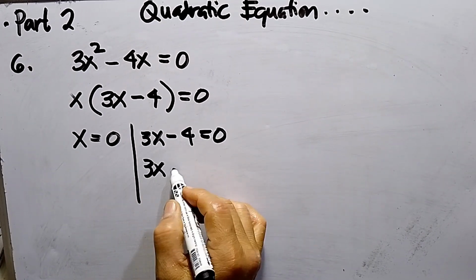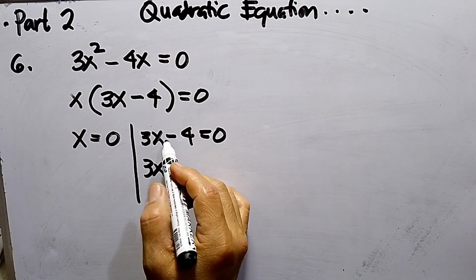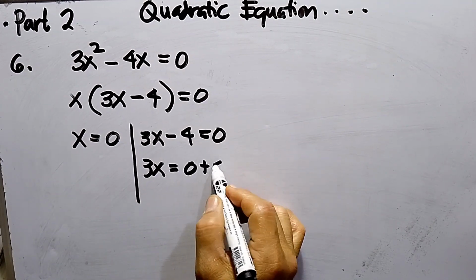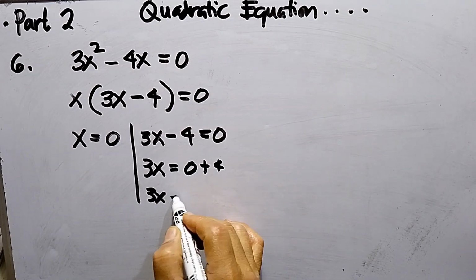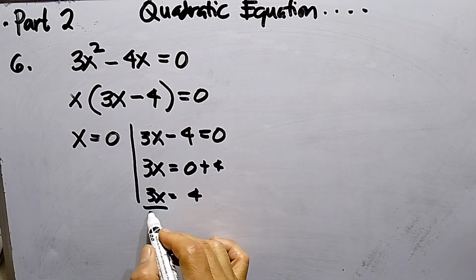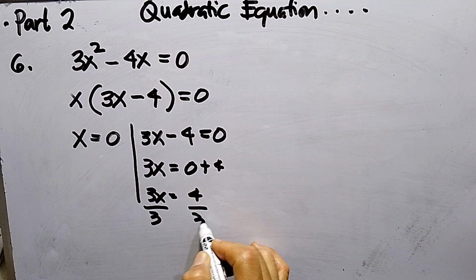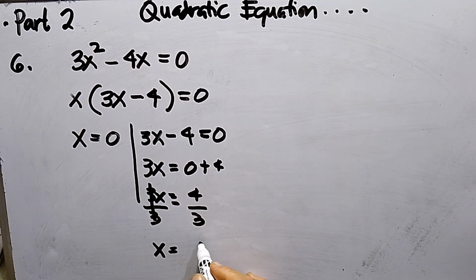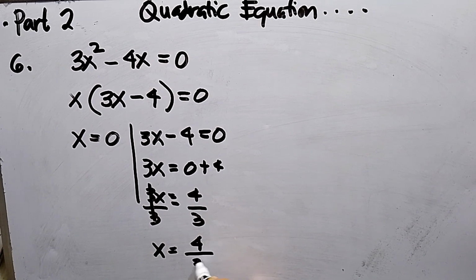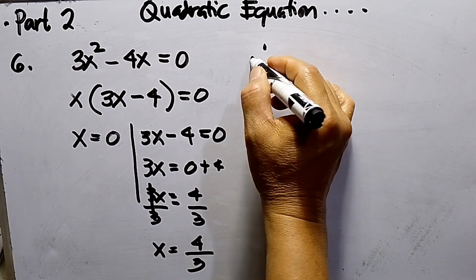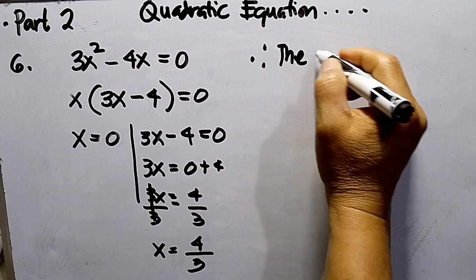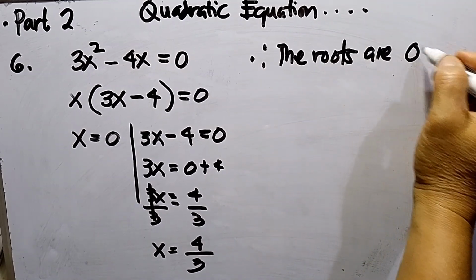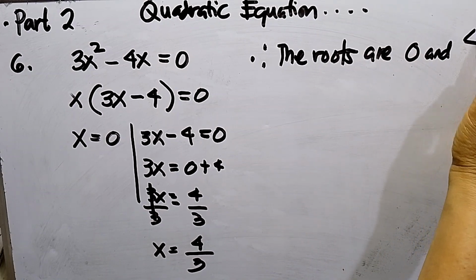So the negative 4 will be transposed to the right. This will be 0 plus 4. This will be 3x is equal to 4. Then divide 3 on both sides. Cross out 3. x is equal to positive 4 over 3. So therefore, the roots are 0 and 4 over 3.